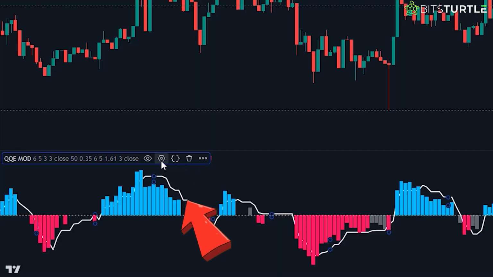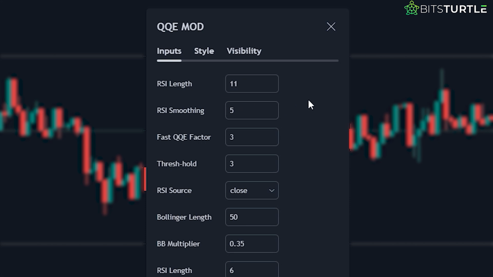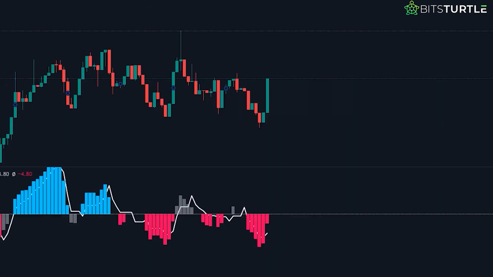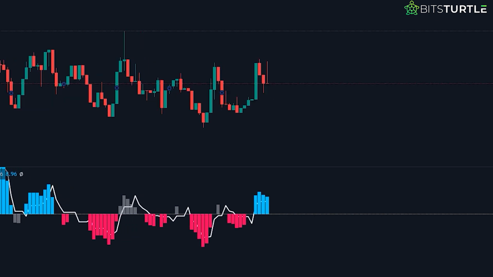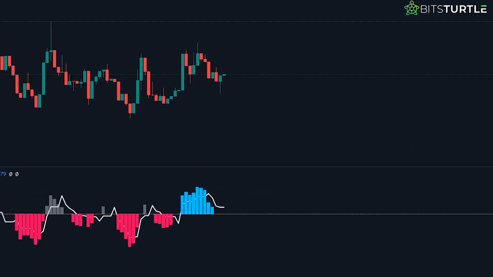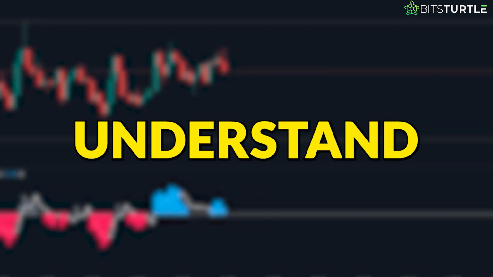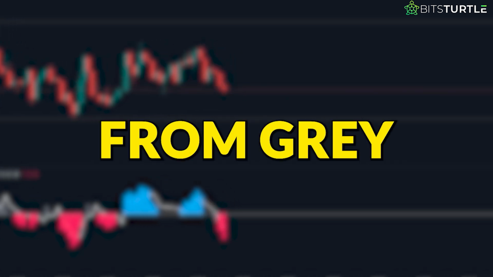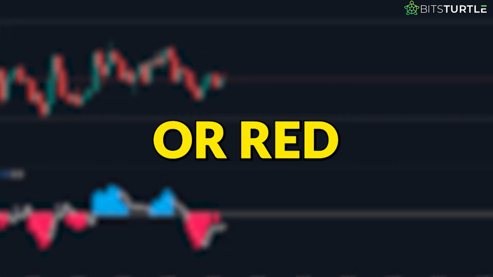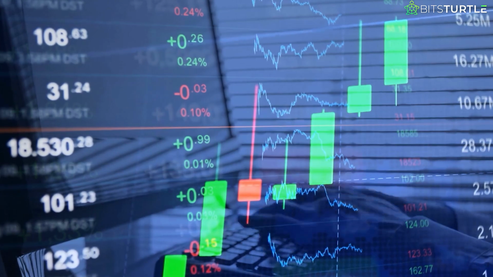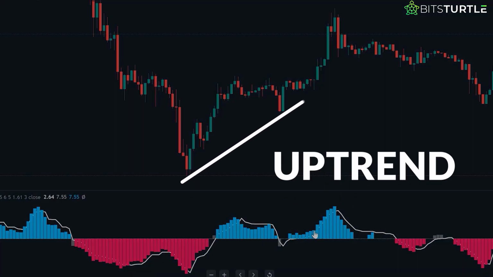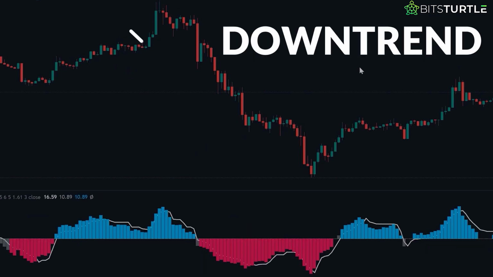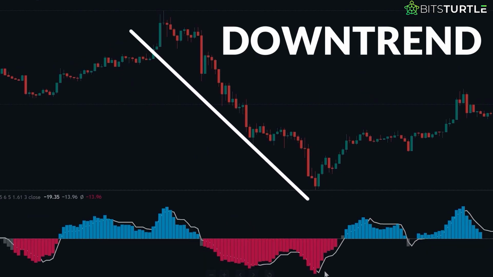Go to the Inputs tab and set the RSI length to 11 and RSI smoothing to 7. This will smooth out a lot of the noise and more clearly identify the trending versus non-trending periods of the market. The key thing to understand is that when the histogram shifts from gray to blue or red, it can signal the initiation of a new trend. A gray to blue transition suggests an uptrend may be starting, while gray to red hints at a potential downtrend.